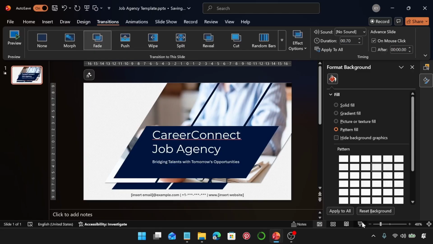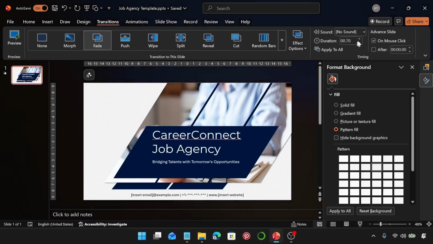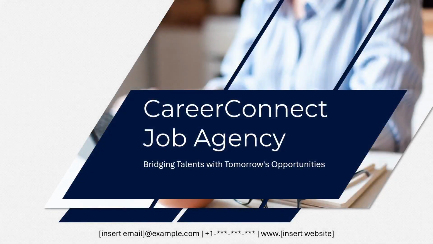Let's see what it looks like in the slideshow view. If you feel like it's moving too fast, you can come over to duration. Let me make it 2 seconds. And you know what? Actually, let me just leave it at 2 seconds. So if you want to increase or decrease how quickly or how slowly it comes in, you can just go ahead and change that. Anyway, that is it for the title slide.